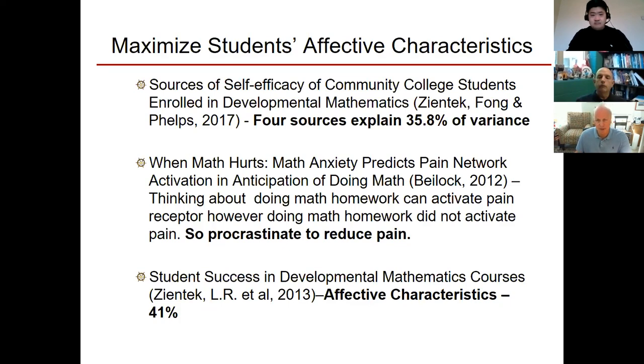So one of the benefits of having the co-requisite lab is we immediately start doing homework, because that's what the other research says on this one. Once they started doing the homework, started doing the math, the pain went away. So the idea here is, as fast as possible, have them start doing the homework. This is a Linda Zintek study on the affective characteristics of 41%. So you see where we're hitting already.